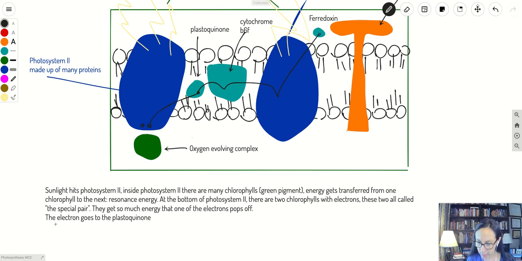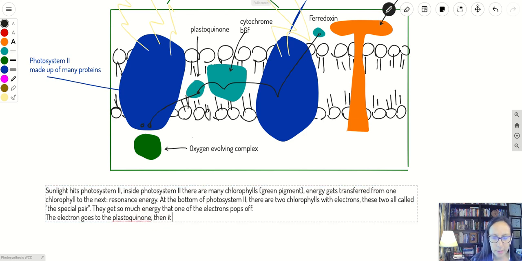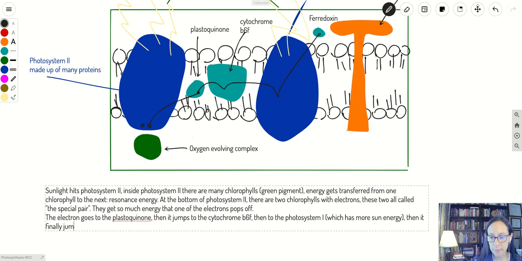Okay, so let me write this down. The electron goes to the plastoquinone. Then it jumps to the cytochrome B6F, then to the photosystem 1, which has more sun energy. Then it finally jumps to the ferredoxin.